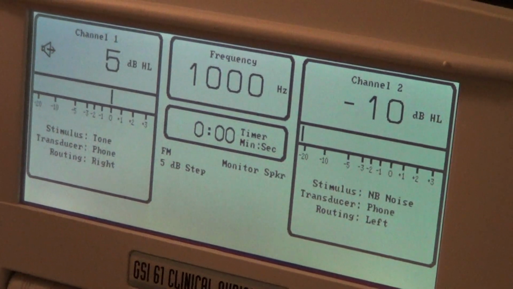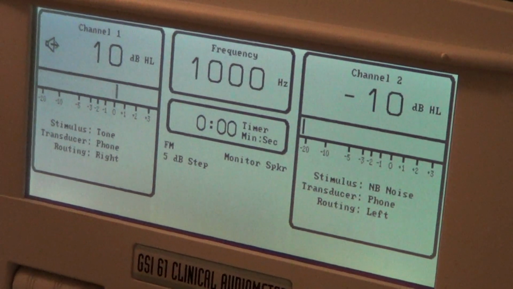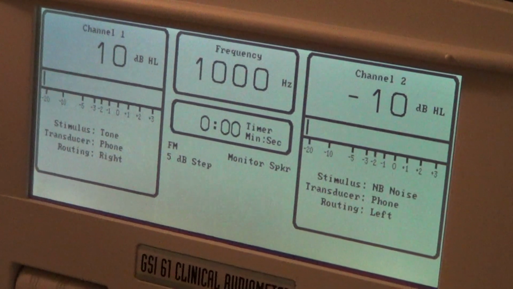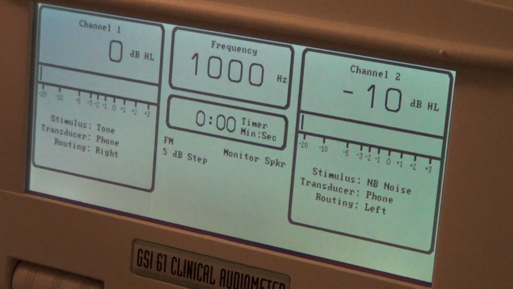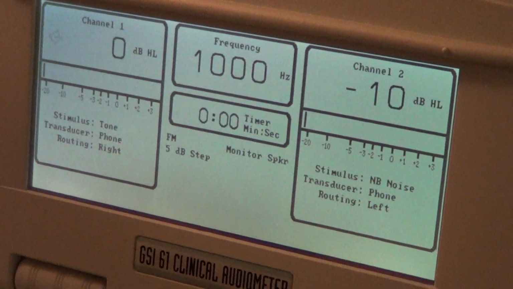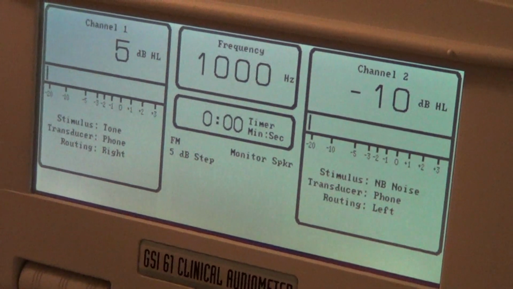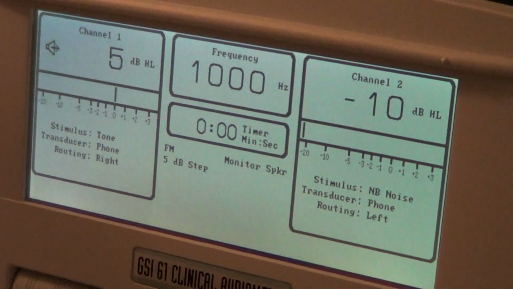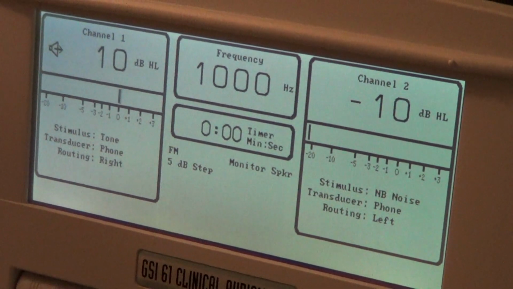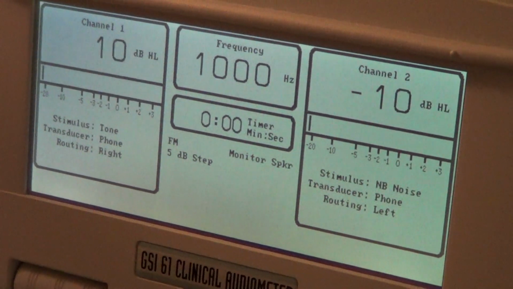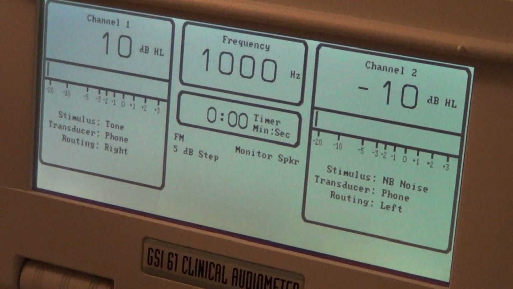No response. Response. So I need to go down one more time to make sure that I find threshold. Okay, so there is my threshold for 1000 hertz in the right ear at 10 decibels.